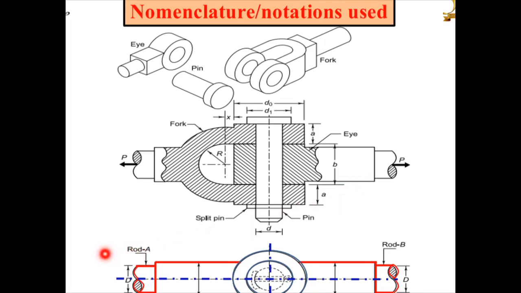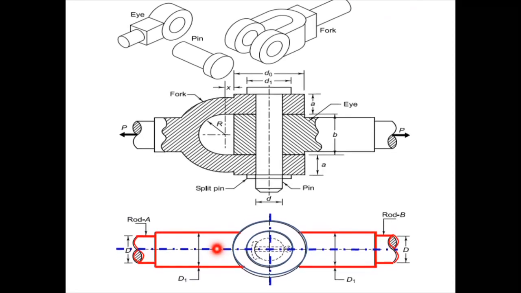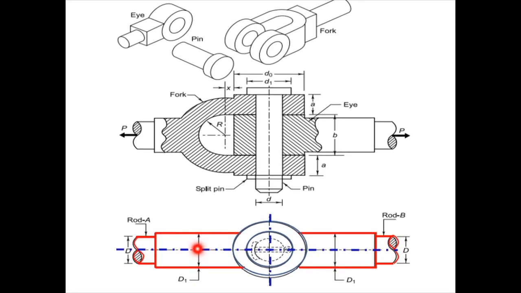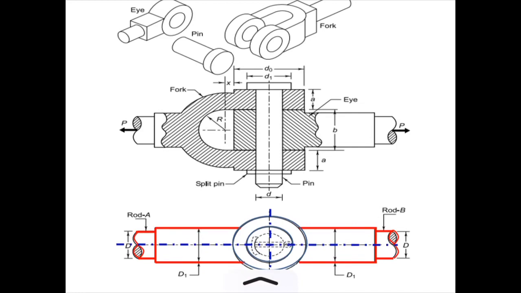The end rod of the fork and the end rod of the eye. The dimension nomenclature which is used is capital D for the end rod. Again here this part is an enlarged portion of the fork, and here it's an enlarged portion of the eye. Look at this enlarged portion of the eye and fork, which is denoted by capital D suffix 1, this value D1. Then small d is the pin diameter, the knuckle pin diameter. Then small d1 is the head pin diameter. Then small d suffix o: here you will find the outer diameter of the fork as well as the outer diameter of the eye.